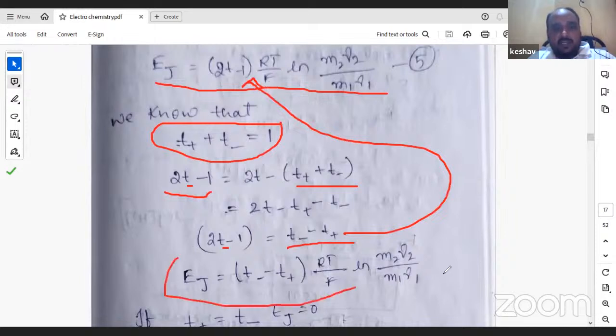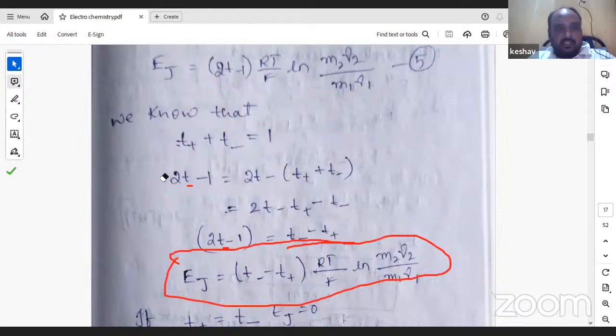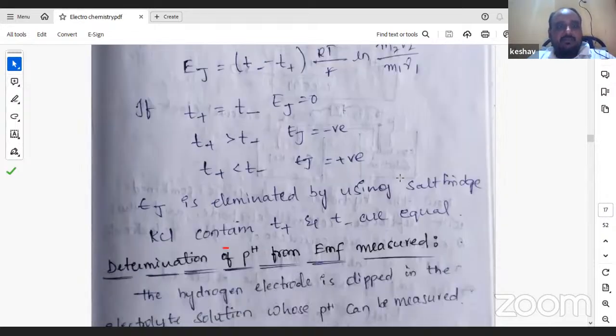Therefore, we'll get this final equation. Okay, fine. Then simplifying of this equation, that we'll see. If this t minus and t plus are the same, means t minus is 1, t plus is 1. 1 minus 1 means 0. Therefore, Ej becomes 0. Liquid junction potential is 0.